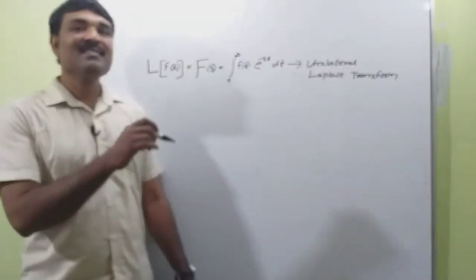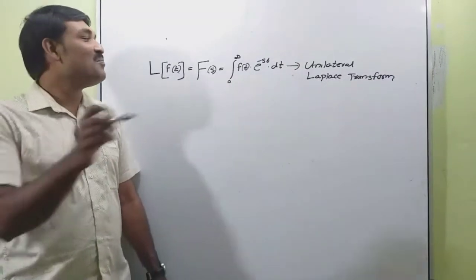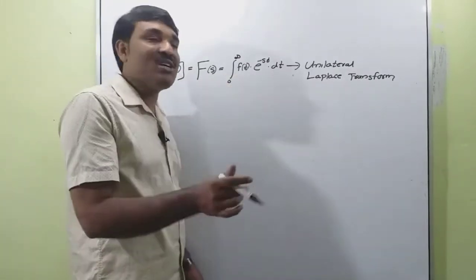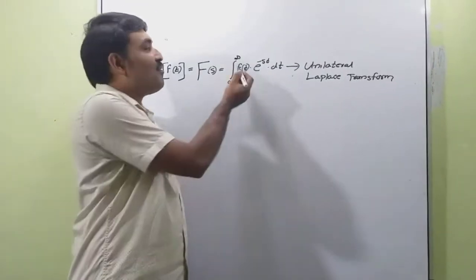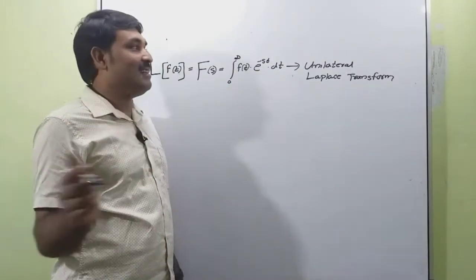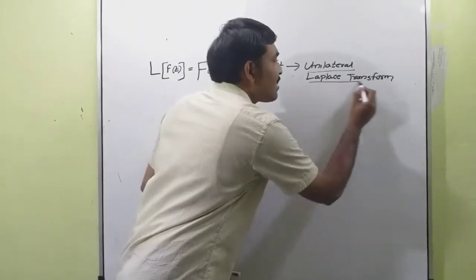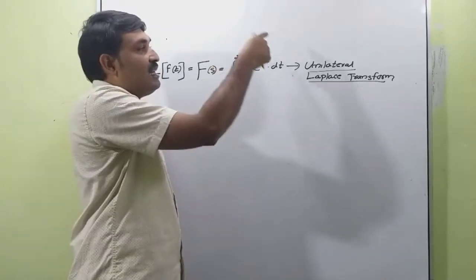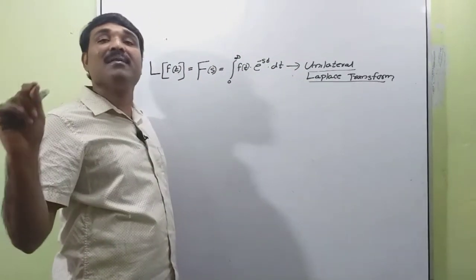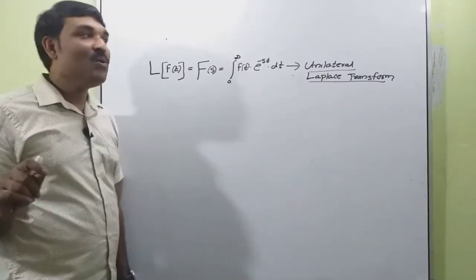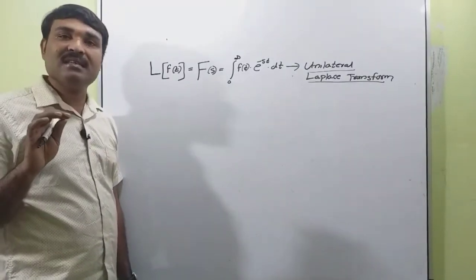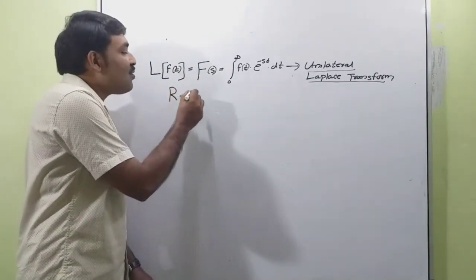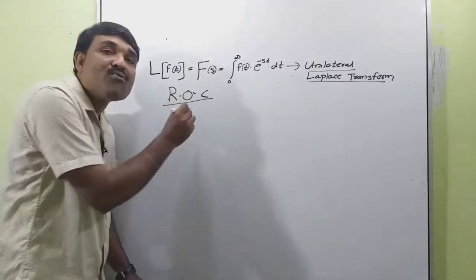Now, as I said, this is the unilateral Laplace transform of the signal f of t, denoted by capital letter F of s. As per the definition, it is the integral from 0 to infinity of f of t into e raised to minus st dt. That is the unilateral Laplace transform. If the limits of the integration are from minus infinity to plus infinity, then this becomes the bilateral Laplace transform. Now, what is a region of convergence? Region of convergence or ROC.